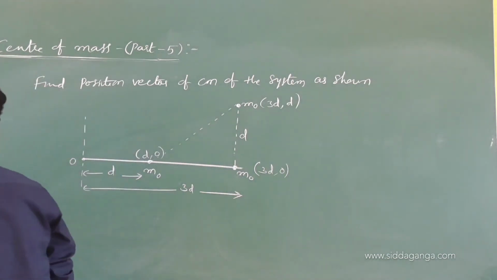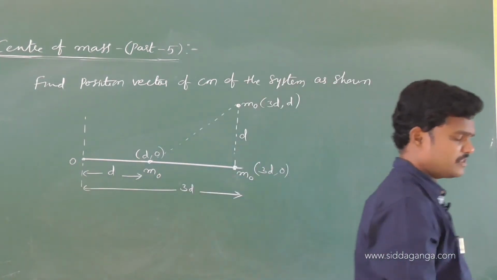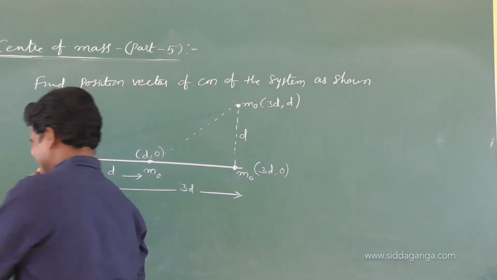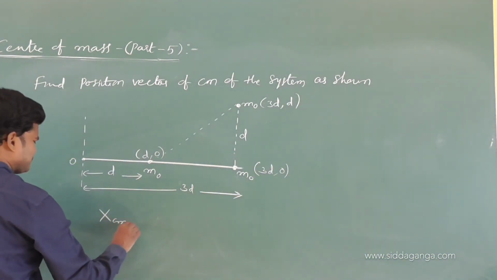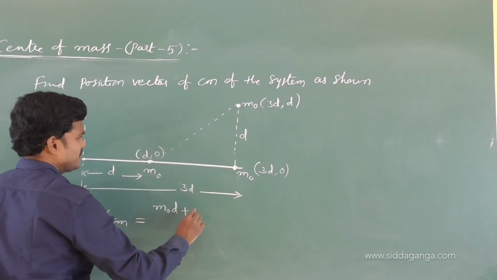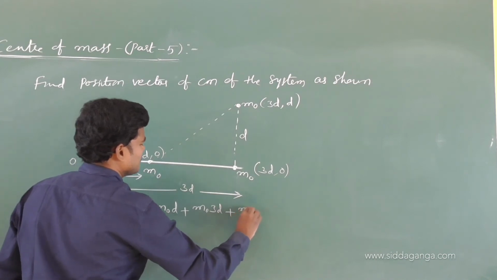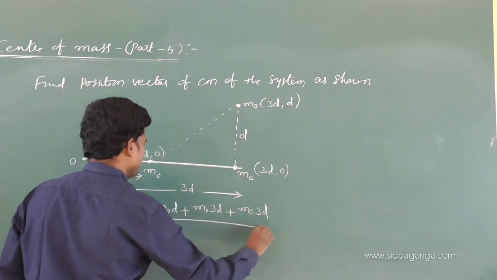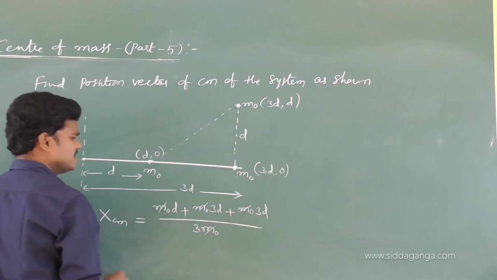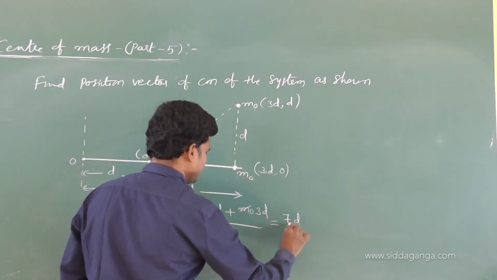X_CM is nothing but m1 x1 plus m2 x2 plus m3 x3 over m1 plus m2 plus m3. Plenty of models I covered now. These are easy levels only, try to do it fast. Let me find X_CM: m naught d, m naught 3d, m naught 3d, divided by 3 m naught. So m naught gets cancelled: d, 3d, 3d, 6d, 7d, so 7d by 3.